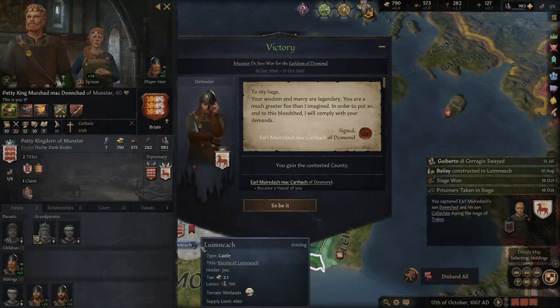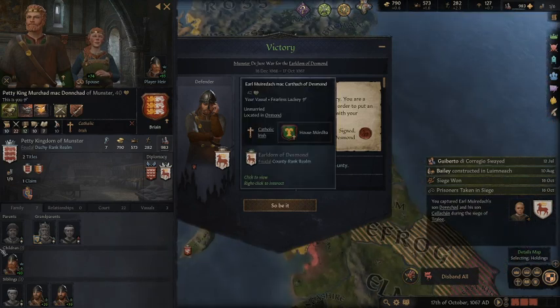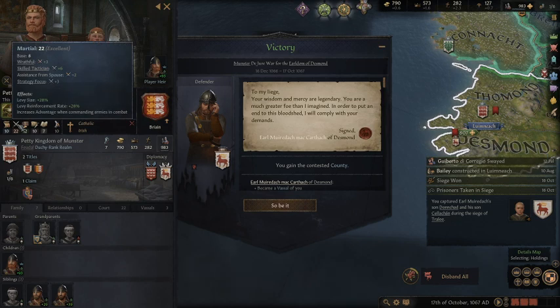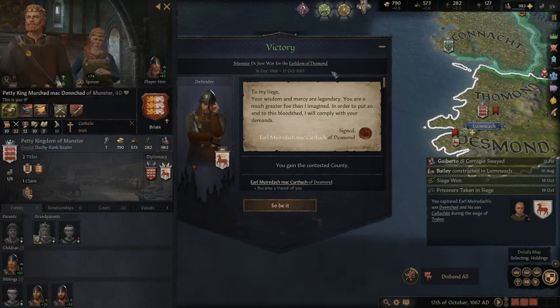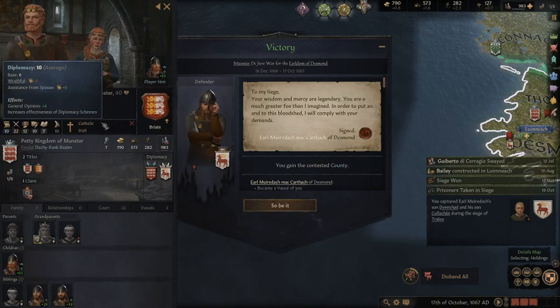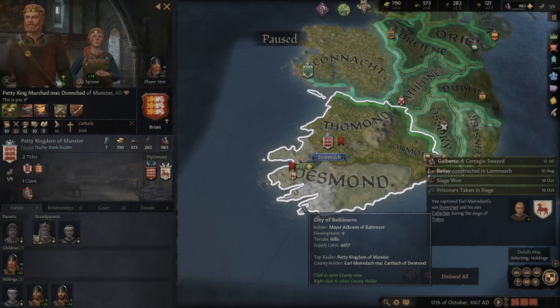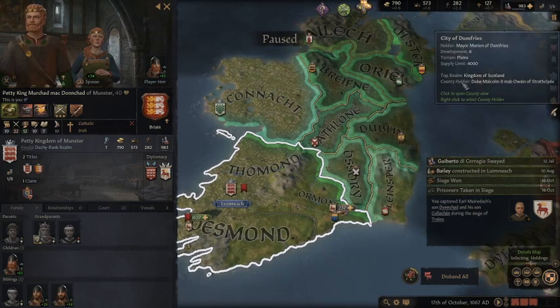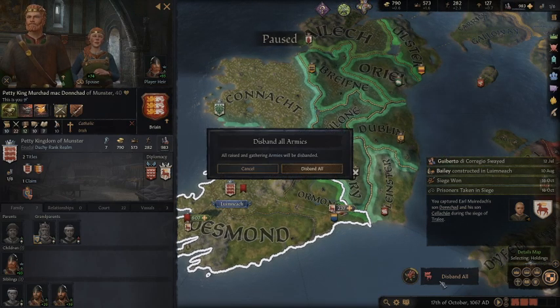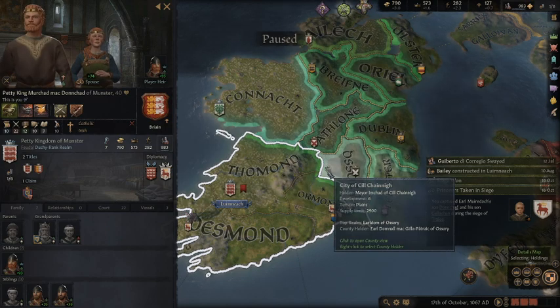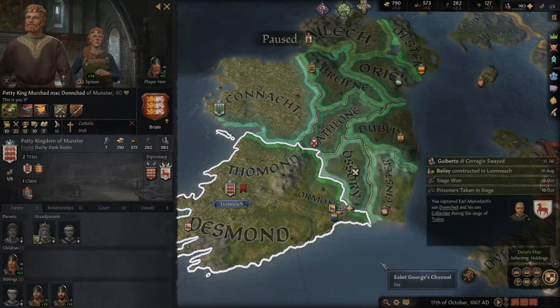I mean... war might as well be the way I do it, because I've got this mighty, excellent new military ability. So I've got Desmond now. Time to disband all the armies so that we can be ready if we end up declaring war again.